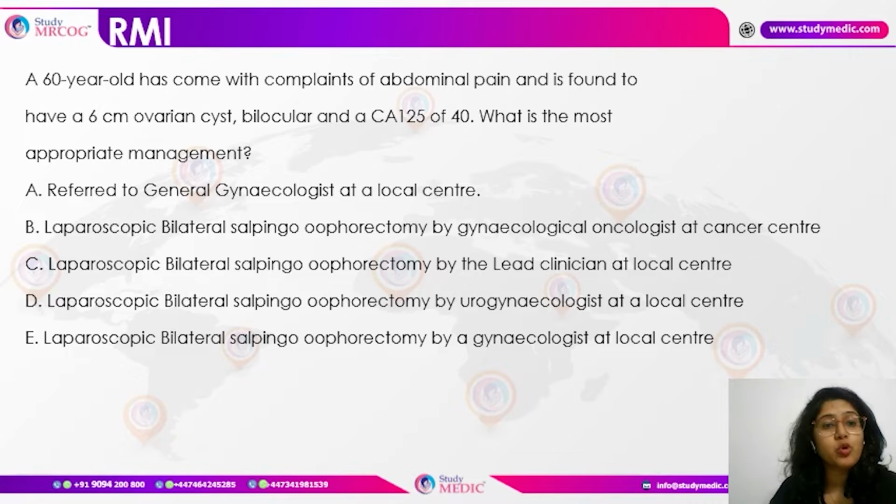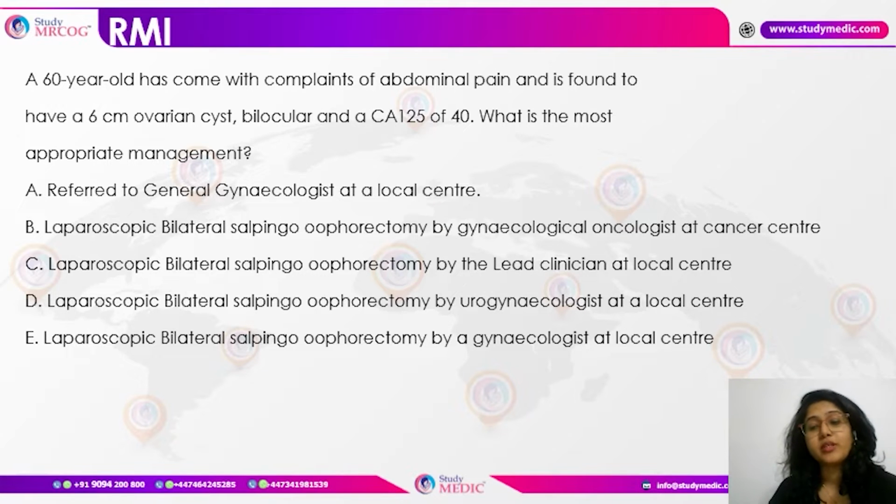A 60-year-old woman has come to you with complaints of abdominal pain and is found to have a 6 centimeter ovarian cyst, which is bilocular and has a CA 125 of 40. What is the most appropriate management? So, whenever a 60-year-old or a postmenopausal lady has come to you with an adnexal mass, you need to calculate something which is known as RMI. So what is RMI? RMI is the risk of malignancy index.